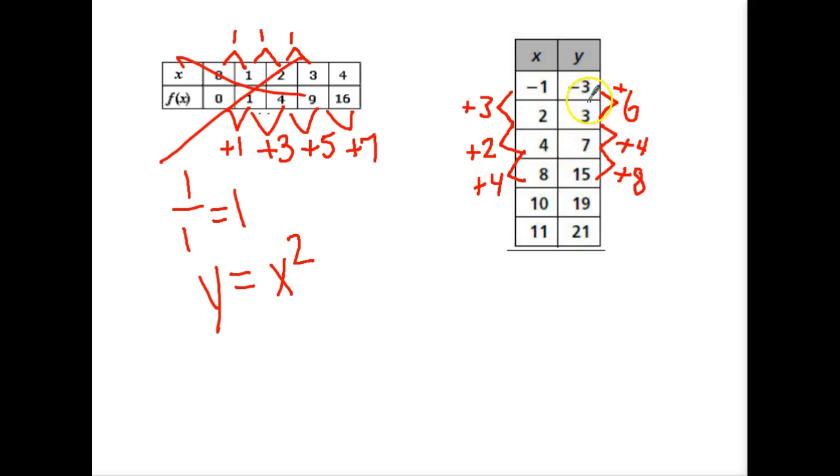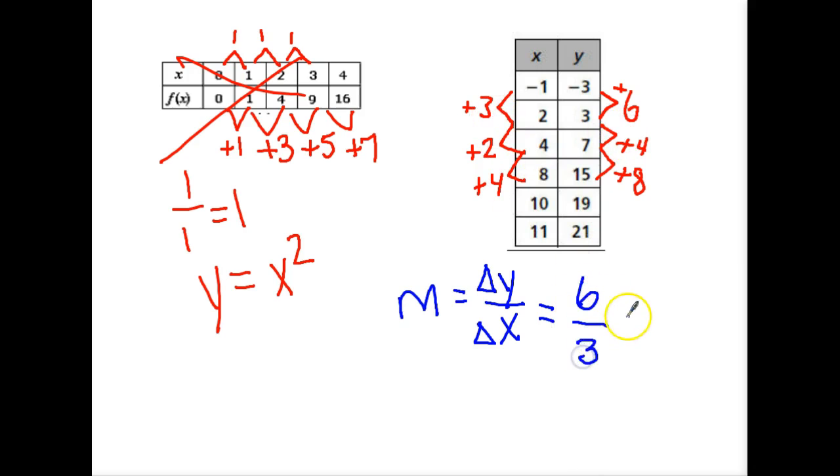Well, let's look. We have our change in y. We know that our slope, the delta, is change in y over the change in x. So for the first one, my change in y, 6, over my change in x, 3. Well, what's 6/3? It's just 2, right? So let's try it again with the other one. My change in y, 4, over my change in x, 2. Well, what's 4 over 2? It's just 2.